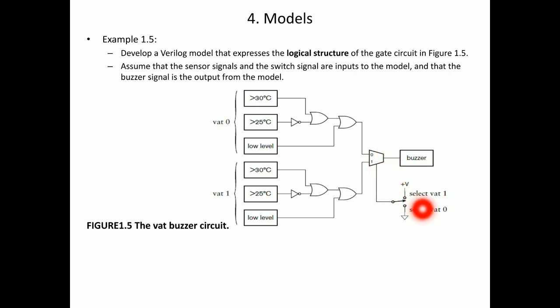If VAT 0 is selected and the temperature exceeds the maximum value, the buzzer will sound, and it will display that VAT 0 temperature has exceeded the maximum temperature. When VAT 1 is selected, the pasteurization is happening in the VAT 1 container. If it exceeds the maximum temperature, the buzzer will sound, indicating that VAT 1 has exceeded the maximum temperature. Hope this has cleared up why we are using VAT 0 and VAT 1, what the buzzer is, and the importance of the sensor signals.